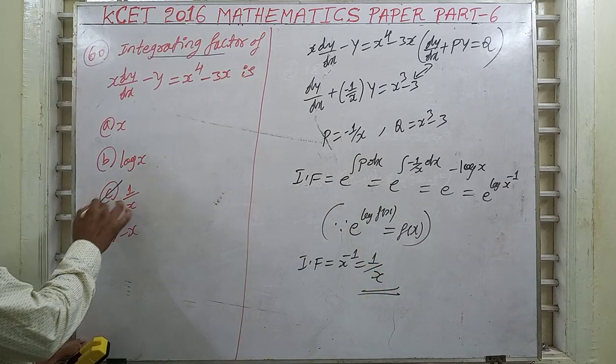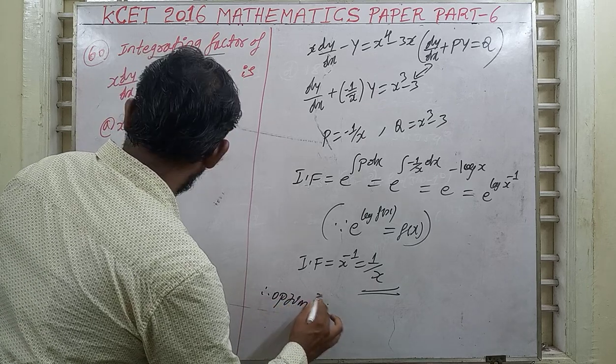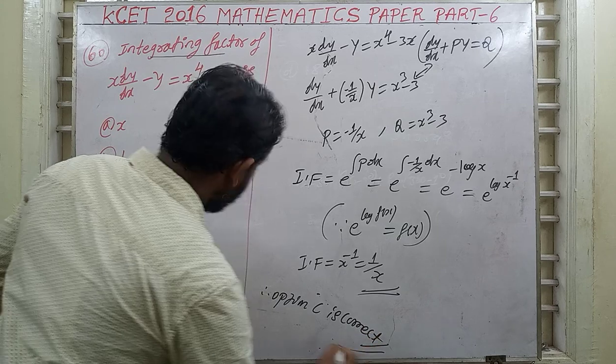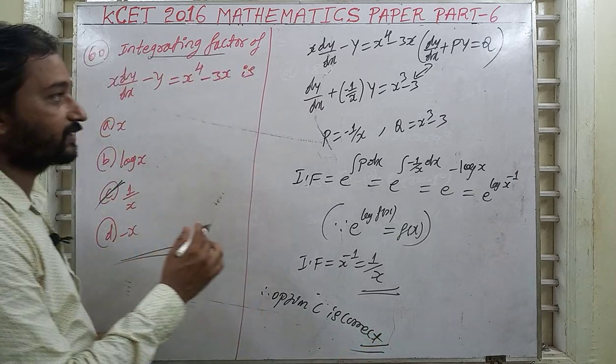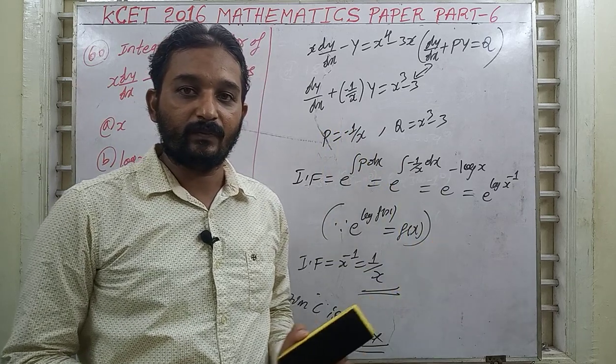So option C is correct. Therefore option C is correct. So this is an easy question. All the students attend this question easily because they have already solved this type of question in the NCERT textbook. Okay, so take it down.